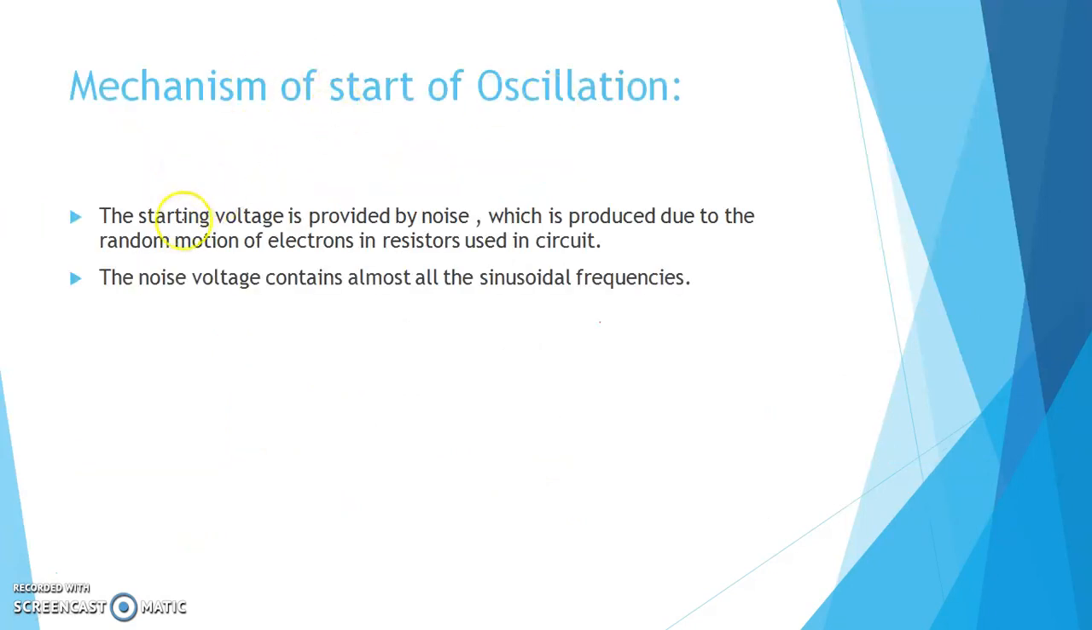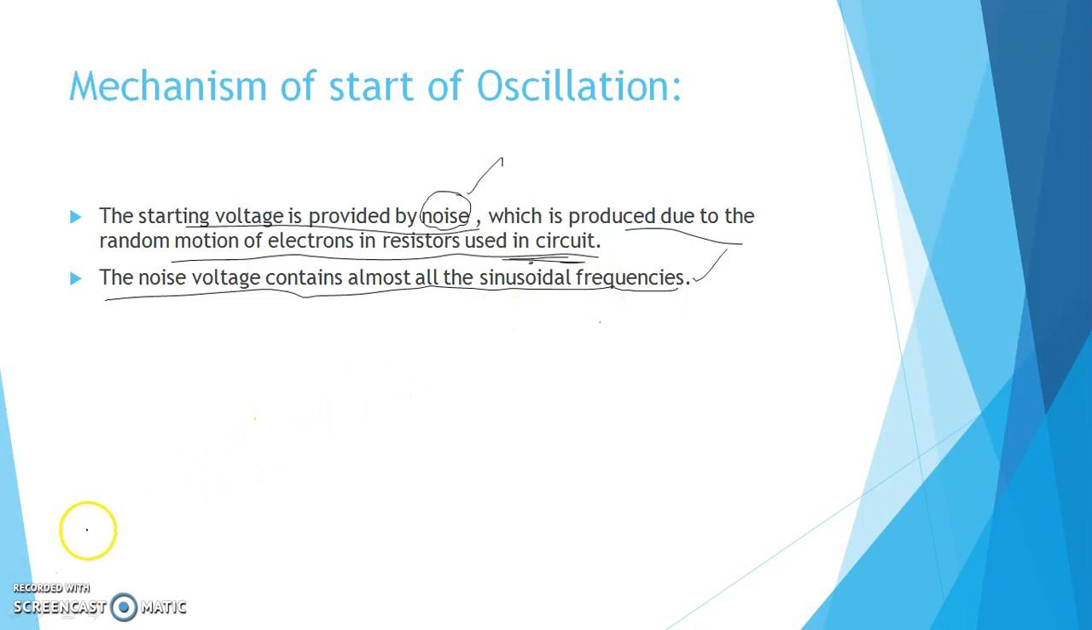So what I told, that the starting voltage is provided by the noise, I told already in my previous video, which is produced due to random motion of electrons in resistors used in the circuit. Okay, you know how noise is generated. If you don't know about noise, obviously you will study in detail in your next semester course, that is analog communication system. There one full module on noise is there. I am not going into that much detail. And this also we have got the idea that the noise voltage contains almost all the sinusoidal frequencies, like in my previous slide I have shown that the noise signal contained omega naught, omega 1, omega 2 and so on.